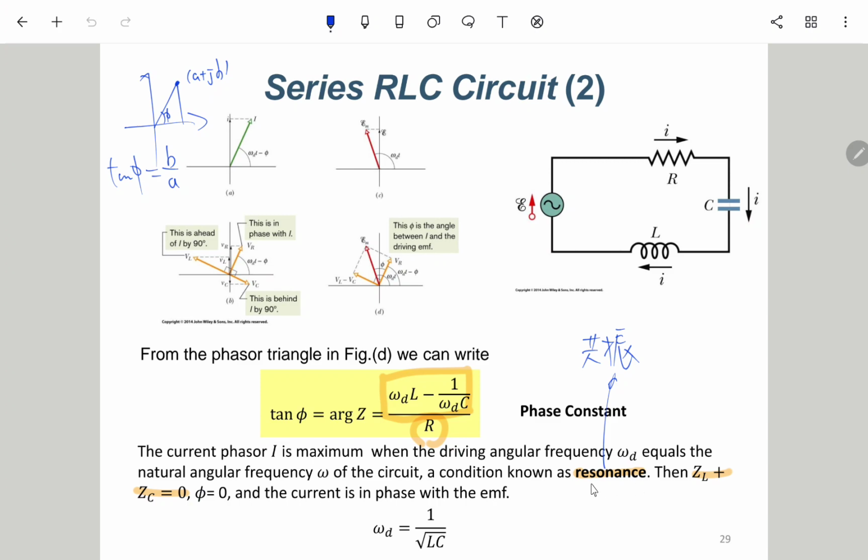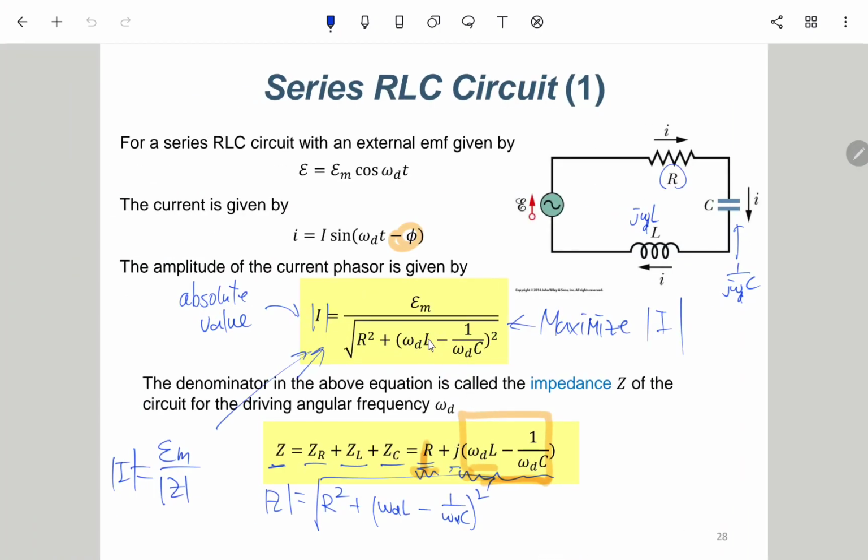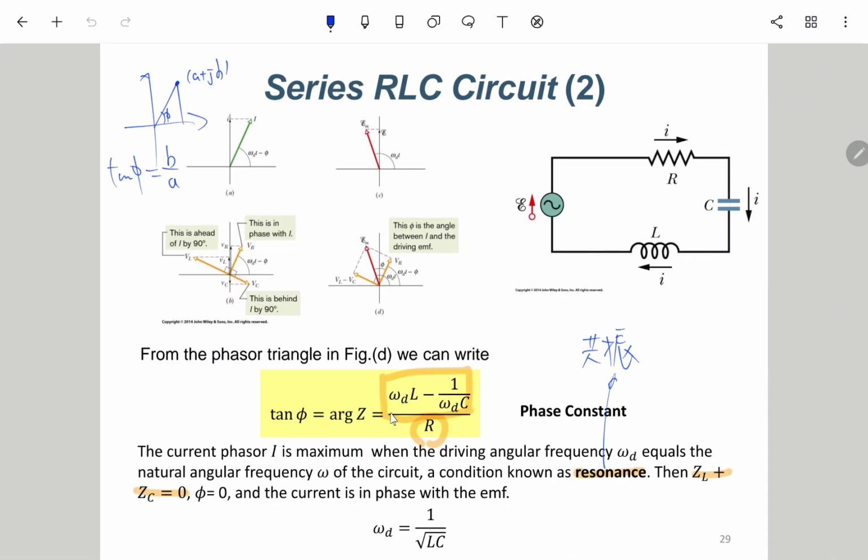Okay, so to maximize the current, we need to make the imaginary part of Z to be 0, or the phi to be 0. So if this part is 0, this is just like square root of R squared, which is R. So it turns out to be absolute value of I equals EM over R, and then V and I are in phase, so that all the phasors are real values, and then this is the resonance frequency. Okay, so we call this the resonant frequency 1 over square root of LC. So here we still have RLC, but the resonant frequency is 1 over square root of LC.